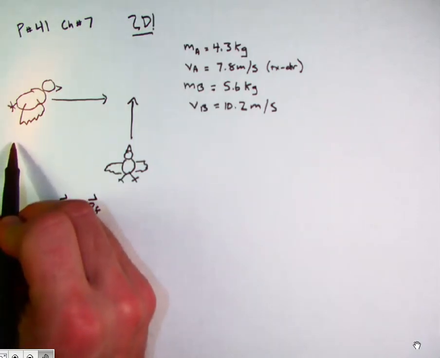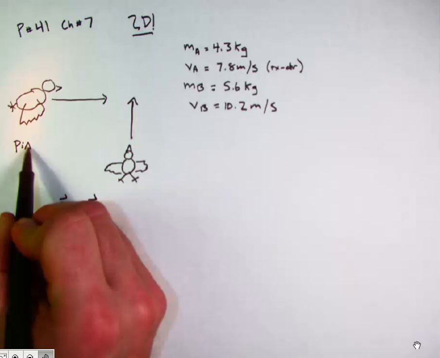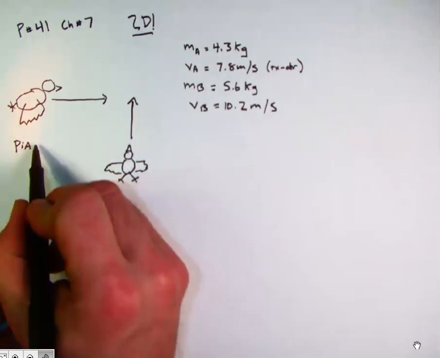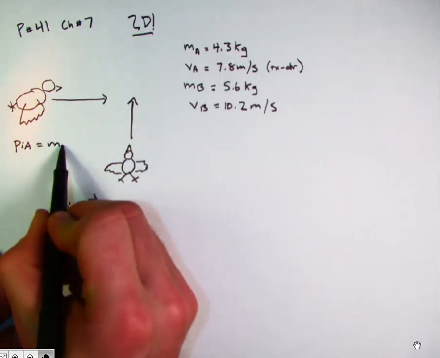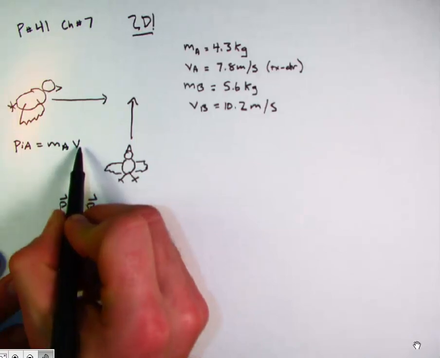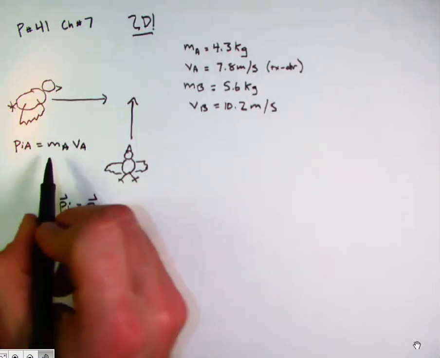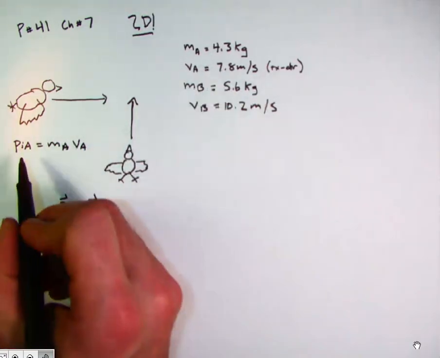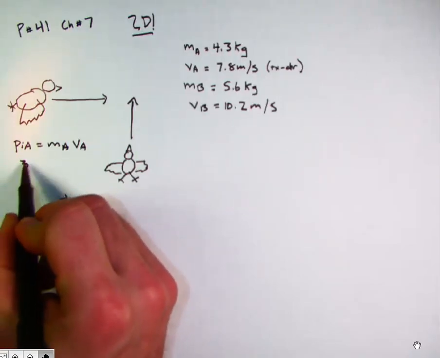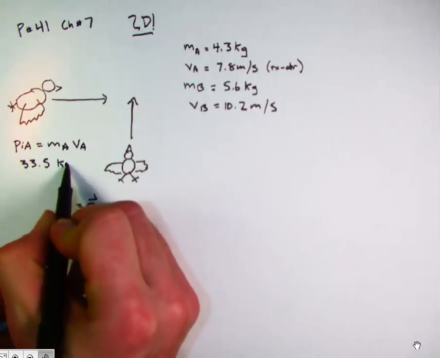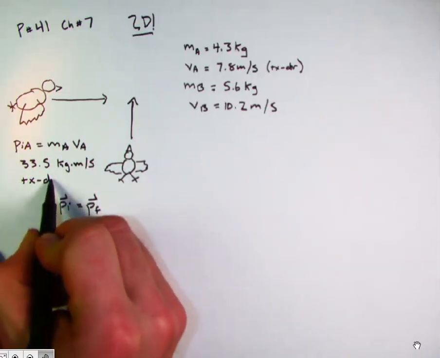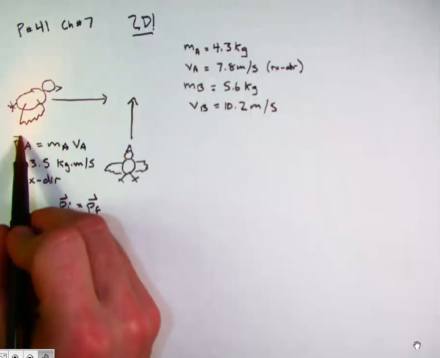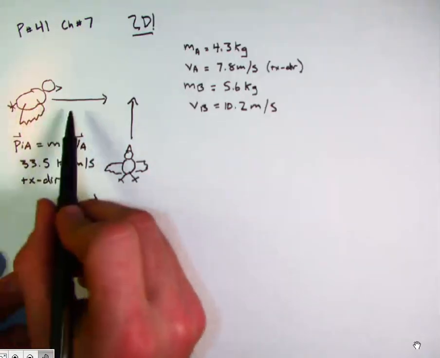Well, what is the initial momentum of the system here? Well, let's calculate P_iA, right? The initial momentum of Eagle A. What a gracefully drawn eagle there. So that would just be the mass of A times the speed of A. Right? So if we plug in those two numbers, multiply them together, we will get 33.5 kilogram meters per second in the plus x direction. Okay, so this would be the momentum of Eagle A to the right.